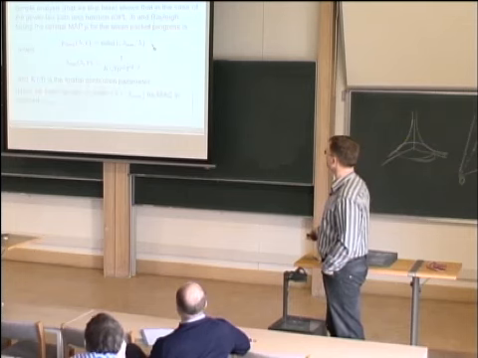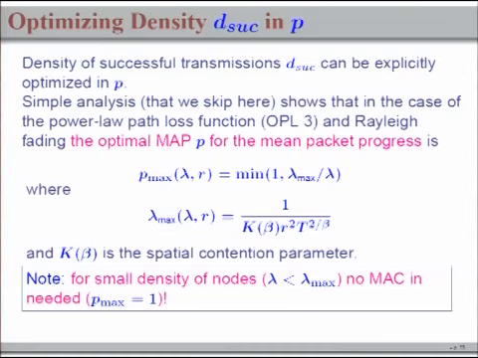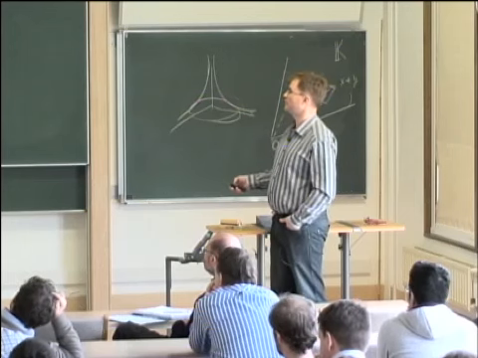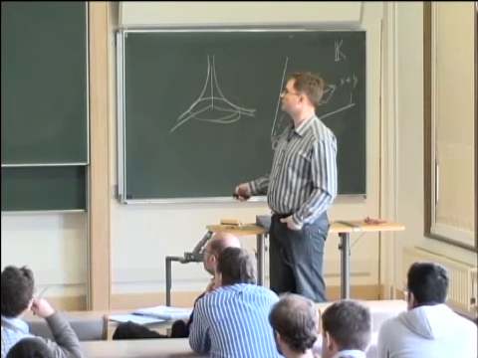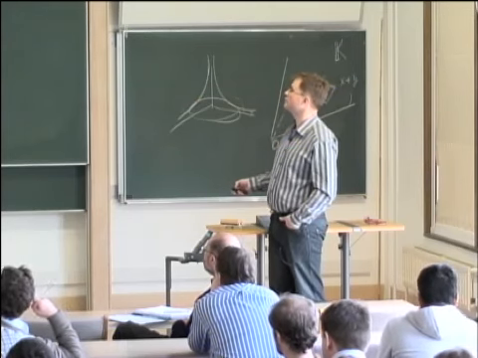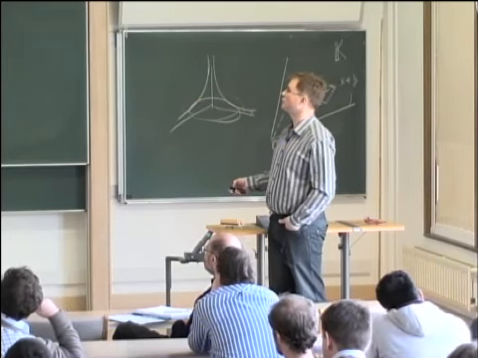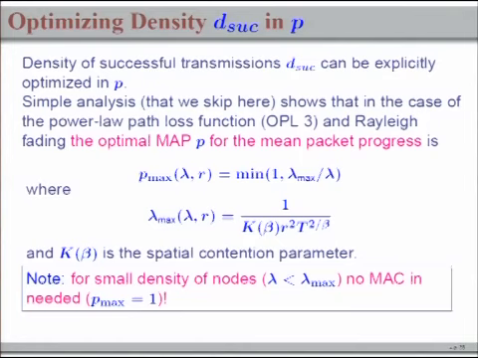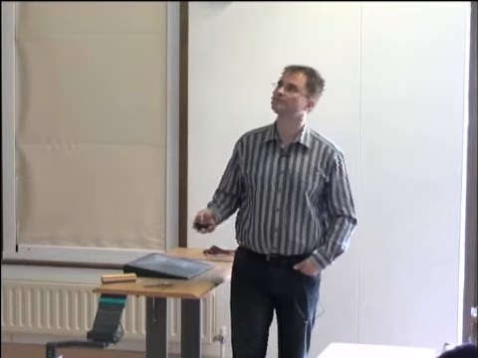For example, saying that if the intensity of nodes is smaller than some optimal intensity, you do not need any medium access mechanism. You just let all the nodes emit at the same time. But if lambda is larger than some maximal one, then in order to optimize this density, you need to thin the nodes by the fraction which is given here. And again, this spatial contention parameter is inside the formula.